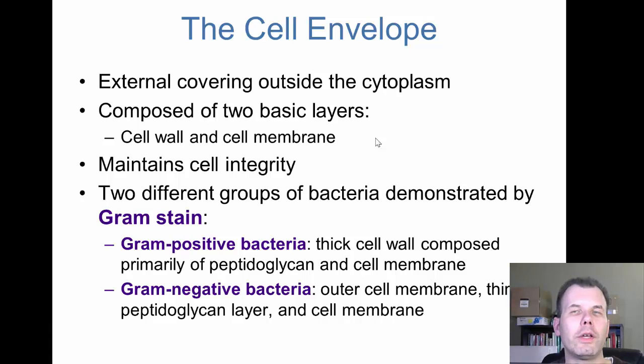Okay? And so when we look at the cell envelope, basically we talk about the cell wall and the cell membrane, which maintains the cell integrity. Okay? And there's two different types. We have the gram-positive and the gram-negative. And so what I want you to get out of this is, what do these cell walls look like and what's the structure?